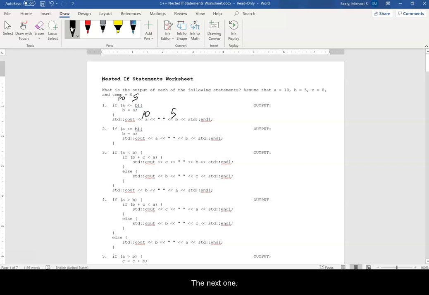Okay, next one, we got 10 and we got 5. Is 10 less than or equal to 5? No. So nothing would print.